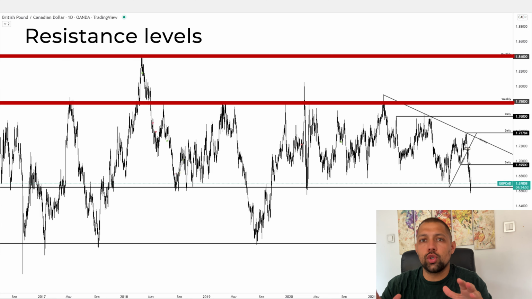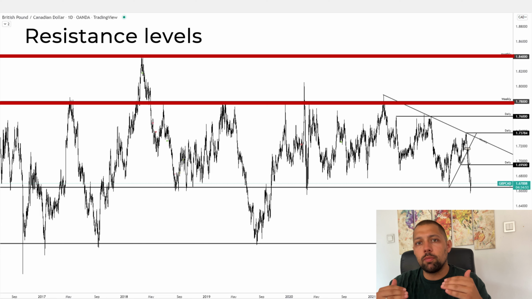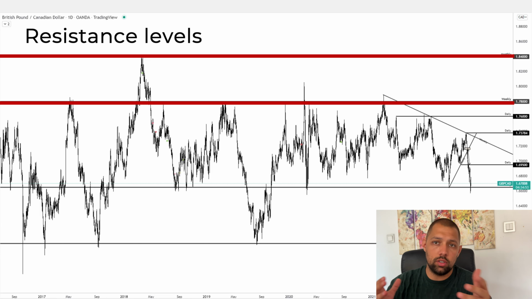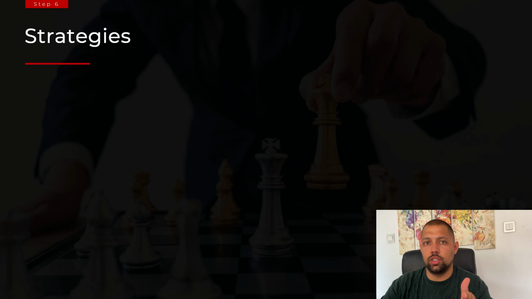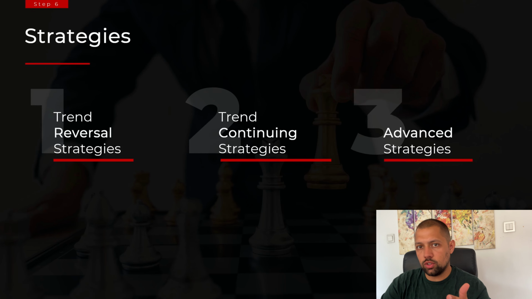These levels are crucial because they help traders identify potential entry and exit points, and they reflect market psychology, where traders feel comfortable buying or selling. Let's move to the strategies. There are many different types of strategies that different traders use. So we are going to summarize them as trend reversal strategies, trend continuing strategies, advanced strategies.